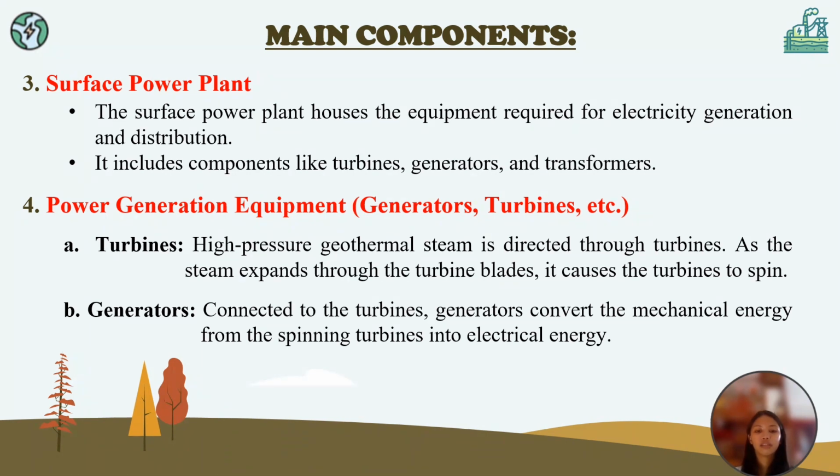Turbines. In turbines, high-pressure geothermal steam is directed through turbines. As the steam expands through the turbine blades, it causes the turbines to spin. While generators are connected to the turbines, and they convert the mechanical energy produced from the spinning turbines into electrical energy.